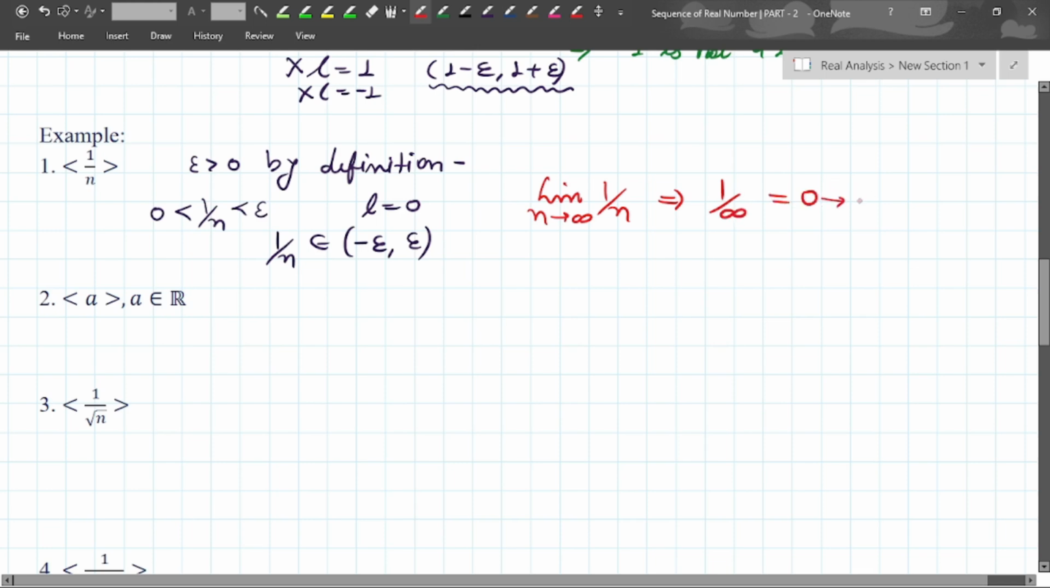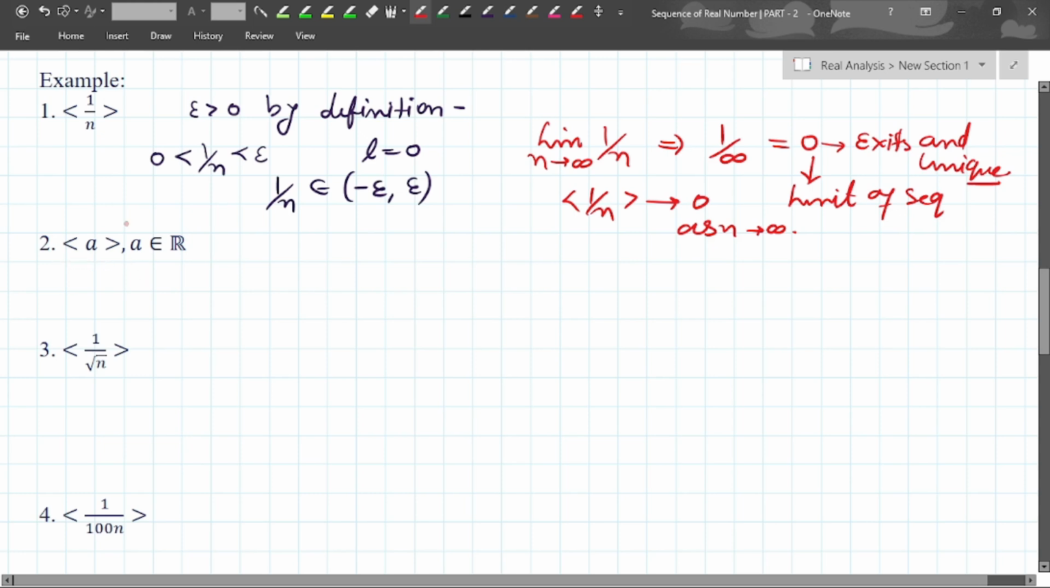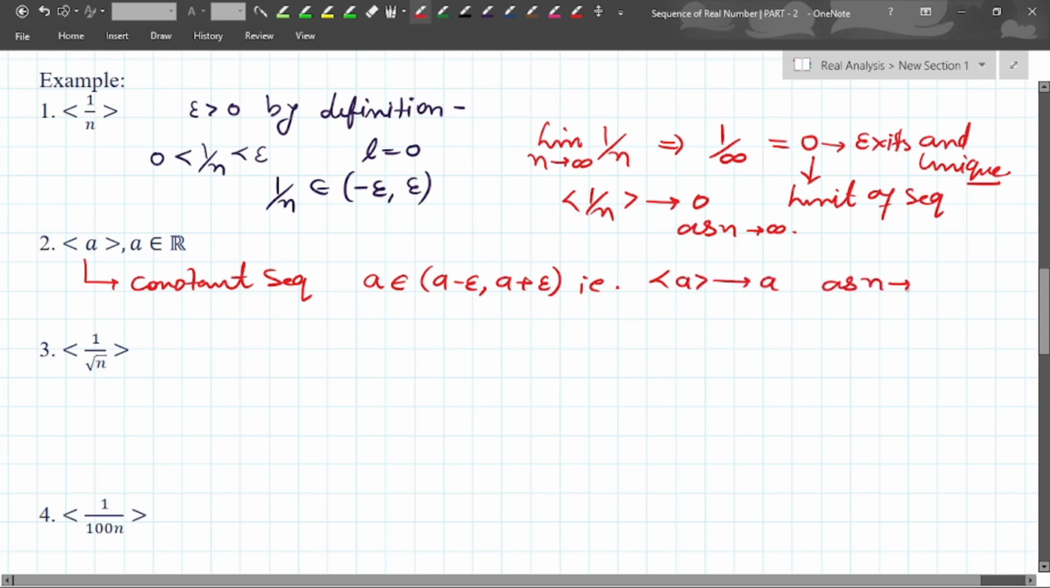If it is 0, it means the limit exists and is unique. It means this is nothing but the limit of the sequence, and my sequence 1 by n converges to 0 as n tends to infinity. Similarly, what is this? This is a constant sequence. If it is a constant sequence, then of course each term of A will lie between A minus epsilon and A plus epsilon. It means that the sequence A converges to A as n tends to infinity. So this is the limit of this particular example.